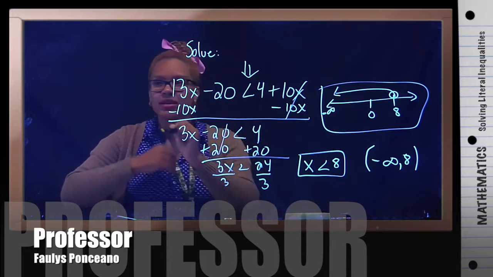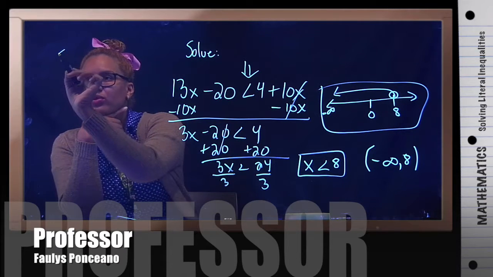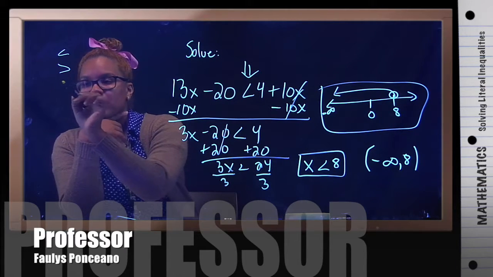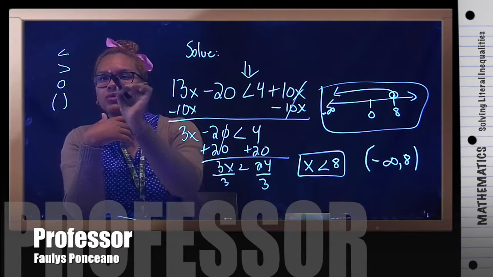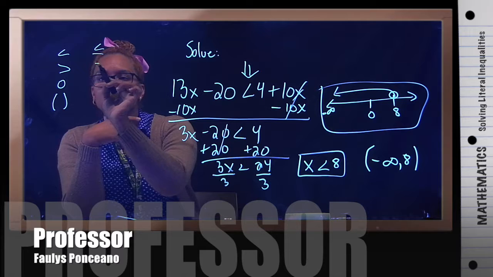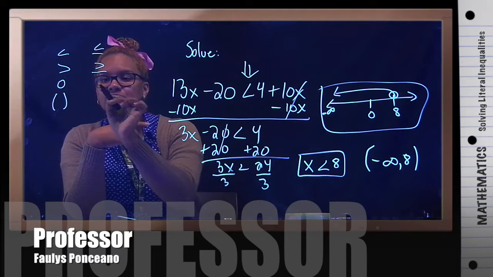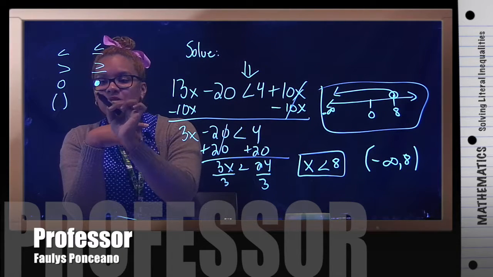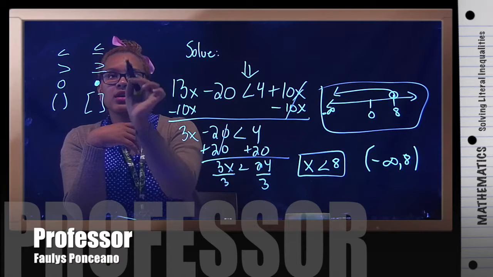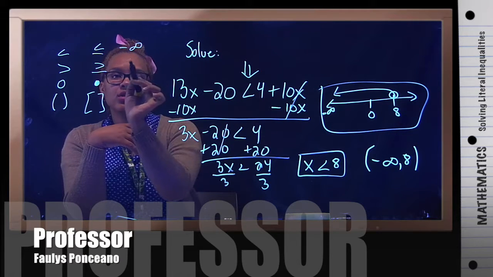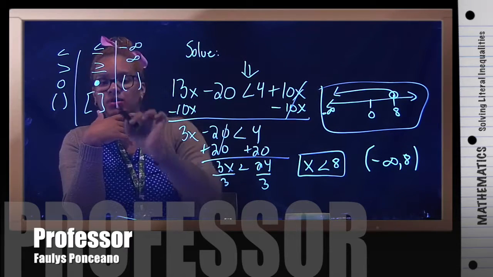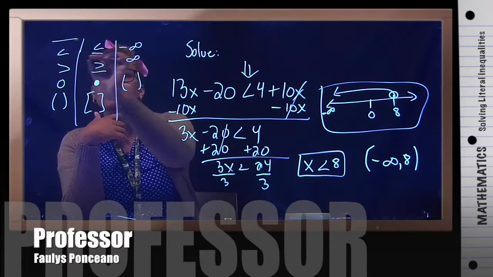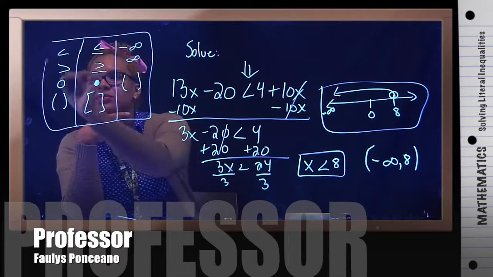Let's go ahead and write this so we know. When we have this, we're going to have an open circle and we're going to have parentheses when writing it in interval notation. When we have this with a little line under, equal to, we're going to have a closed dot and we're going to use brackets. And when we have negative infinity or positive infinity, we always have parentheses. So this is something that you need to memorize.